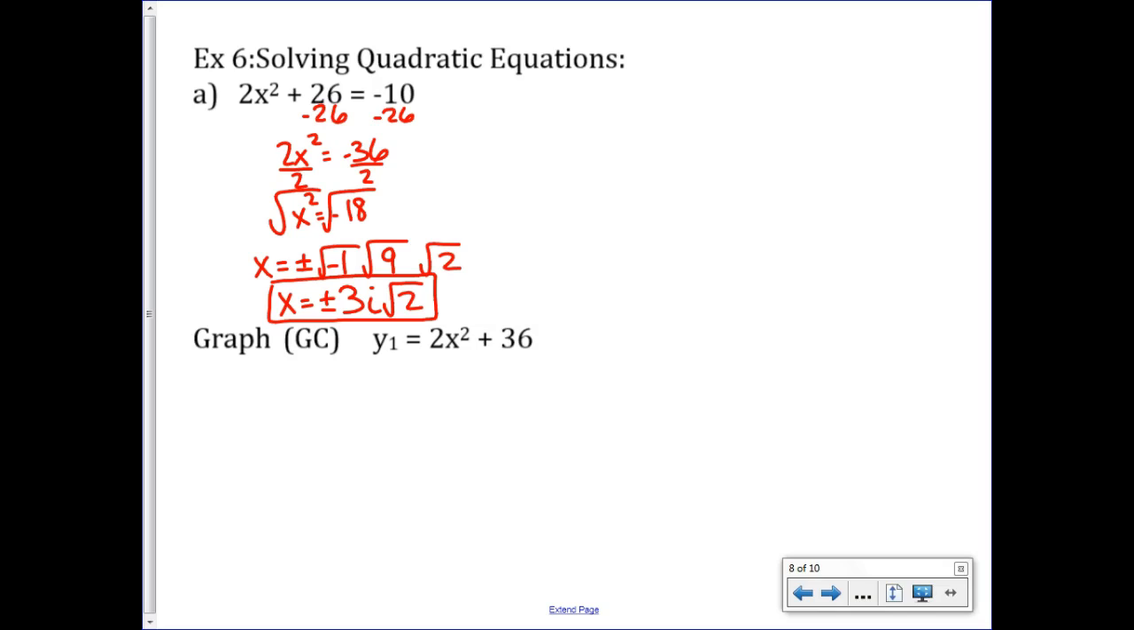If you want to take a second to pause the video, you'll notice this 2x squared plus 36 is your graph. Go ahead and pause and try to graph that on the graphing calculator. What you should have noticed is when you went to graph this, it didn't touch the x-axis anywhere. It probably looked something like this. I have no scale there to see where it fell, but it looked something like that.